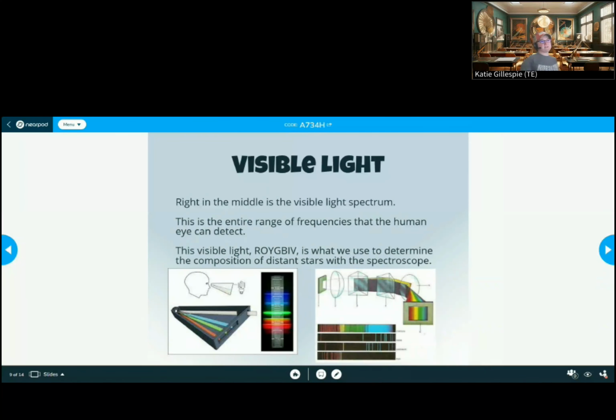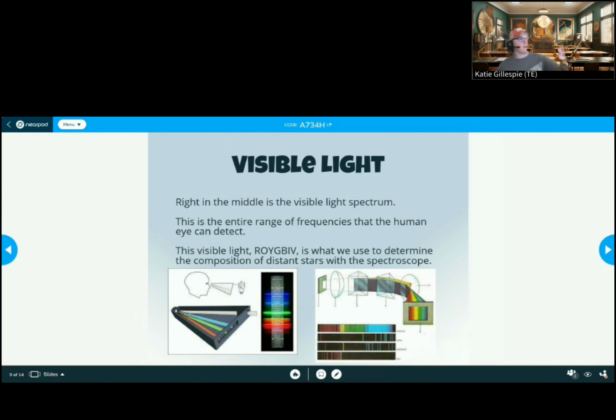Visible light, we can see this with the rainbow. You can see it with a prism. Those are the common things. This is the little piece of technology that I used in my face-to-face classroom right here, that spectroscope. So the light enters here, and a prism breaks it into different frequencies of light, and we can see the consistency right there.